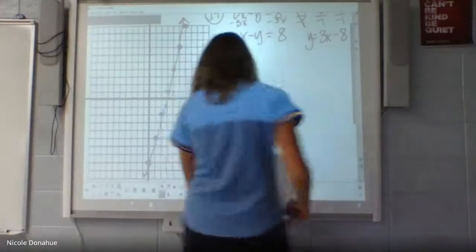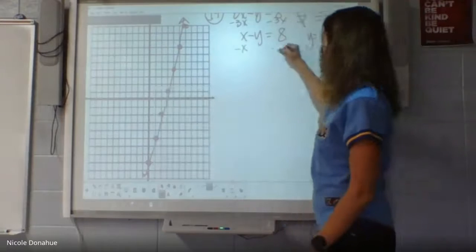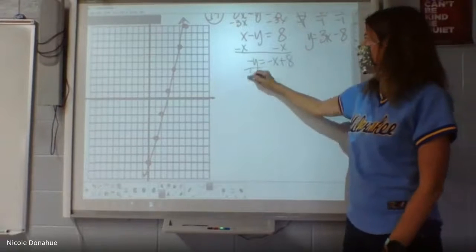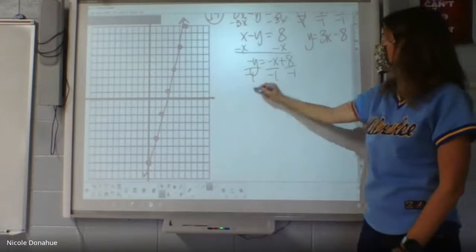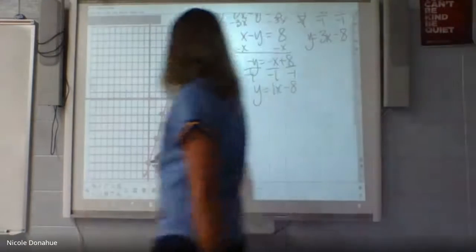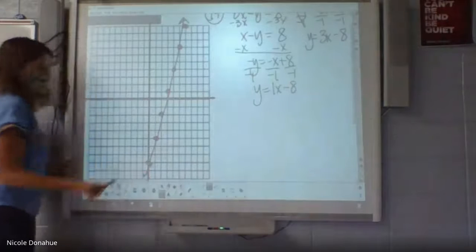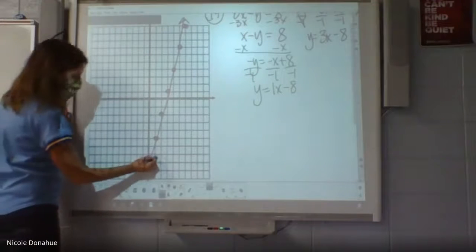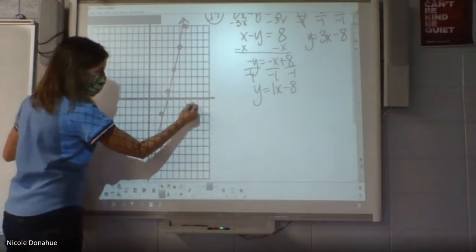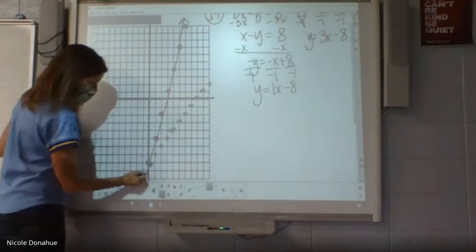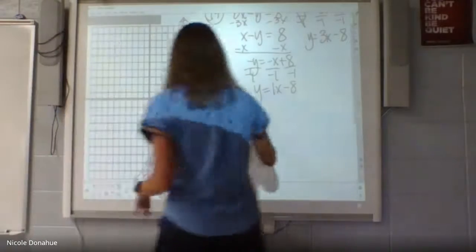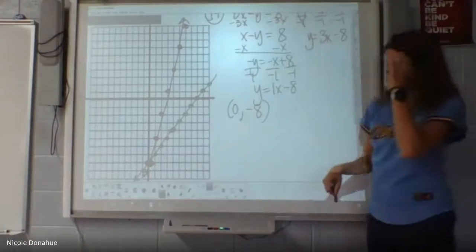Then for the other line, I have to get the y alone as well. So this one I divide by -1 again. This becomes a positive 1x, -8. So they actually already meet at this point, but I could go up 1 over 1 as well. I wanted to actually draw the line. So they cross at the intersection of (0, -8). That's our solution in that case.